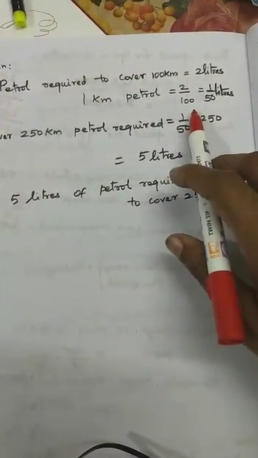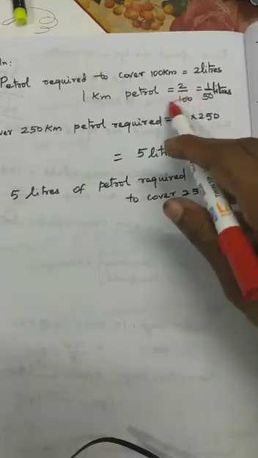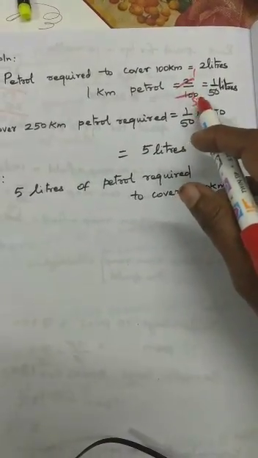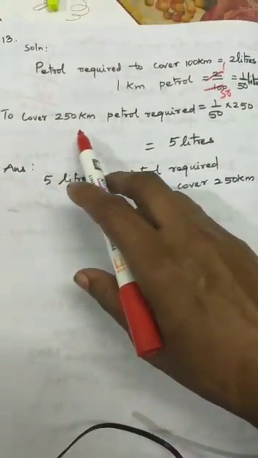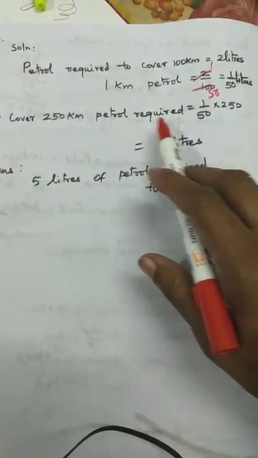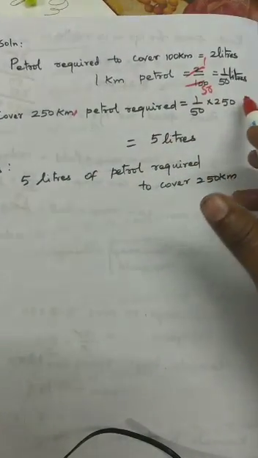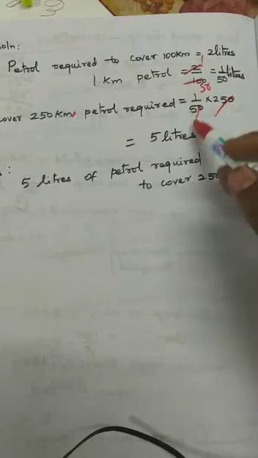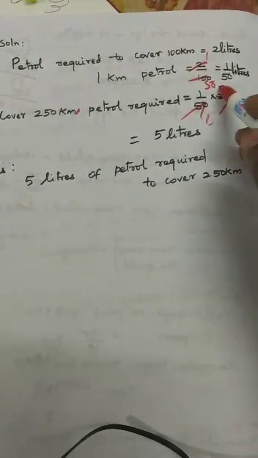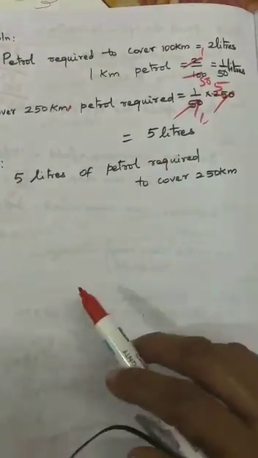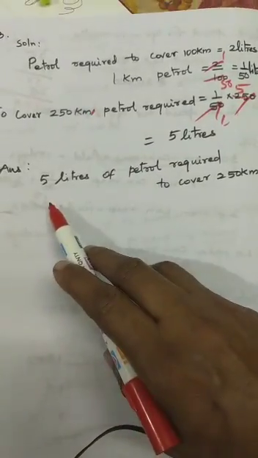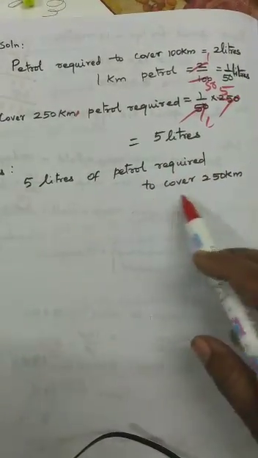is equal to 2 by 100. That is 1 times here 50. So 1 by 50 liters. To cover 250 kilometers, petrol required is equal to 1/50 into 250. 5 gets cancelled. 1 times, here 5 times. Okay, 5 liters. So the answer is 5 liters of petrol required to cover 250 kilometers.